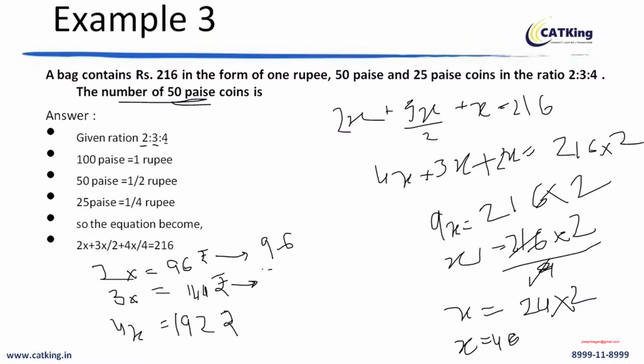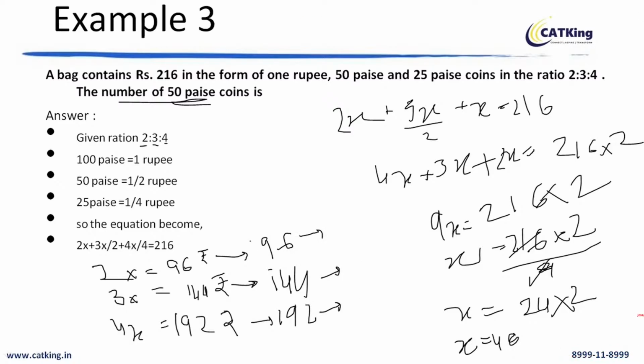Alright. I hope you guys understand what I am trying to show you here. Alright? Okay. Now, what did we do here? 96 rupees in terms of 1 rupee coins is basically 96 rupees, which is 2x. Correct? Okay. So now this is 3x. 3x's value is given to us as 144. Correct? So 3x is 144. That is 144 coins, and this is 192 coins. Correct? So 96, 144, 192.